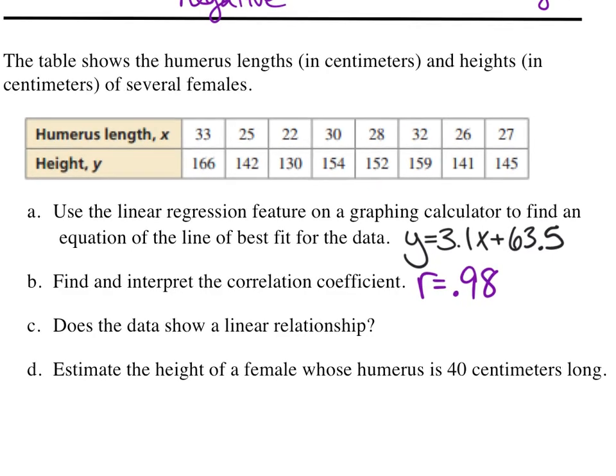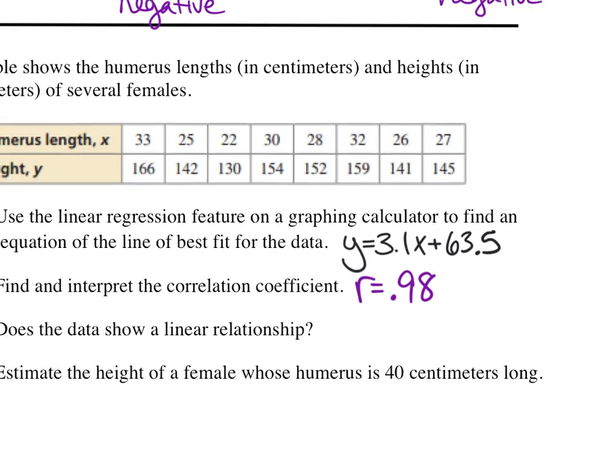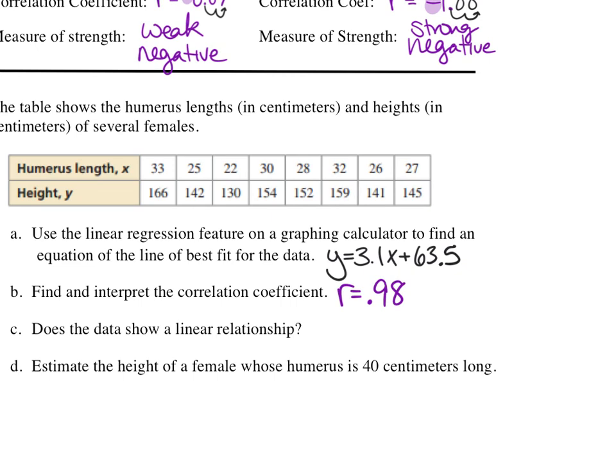We want to interpret that, so we give it 2 adjectives. What are the adjectives that I would give that? Positive for sure. What else? Strong. A 98 is a really good grade on a test, so that's going to be a strong positive correlation. That means it's a good set of data, that your humerus length does affect your height. So the part C that says, does this data show a linear relationship? That would be a yes.